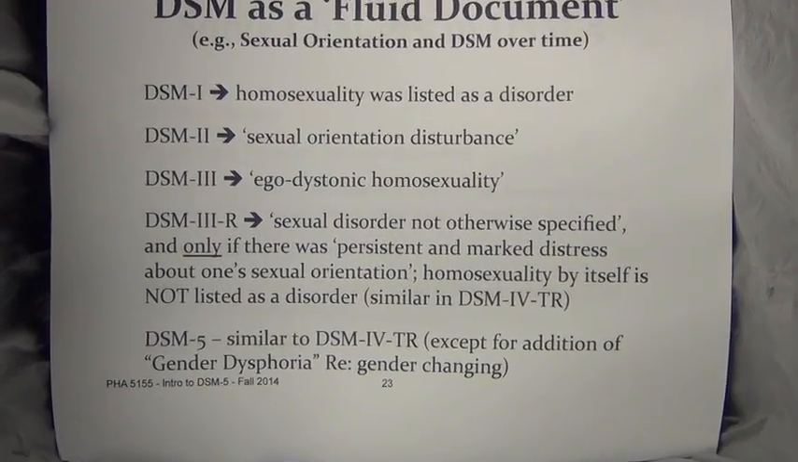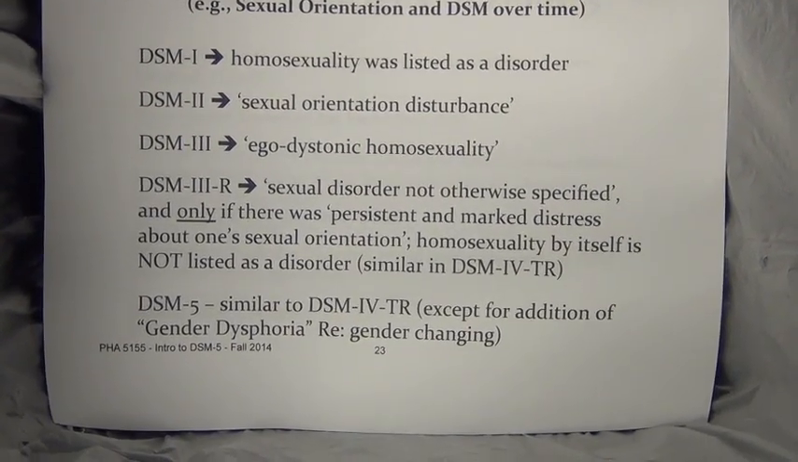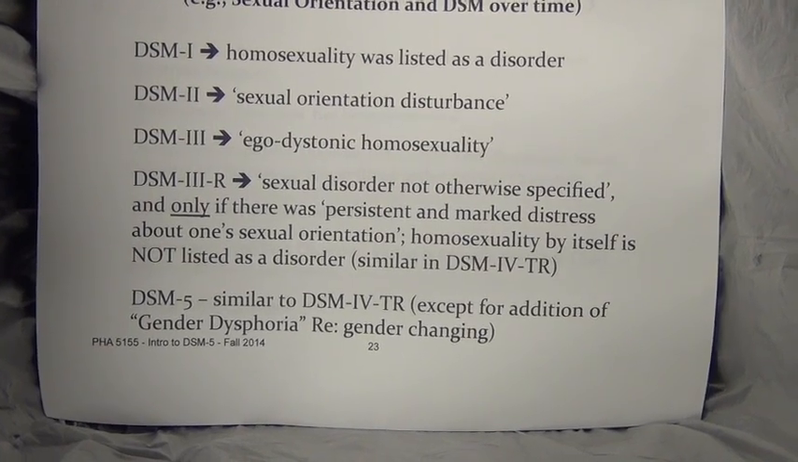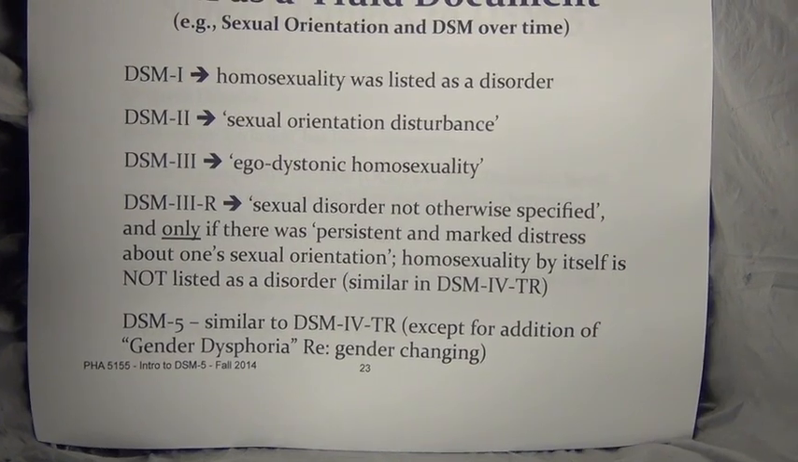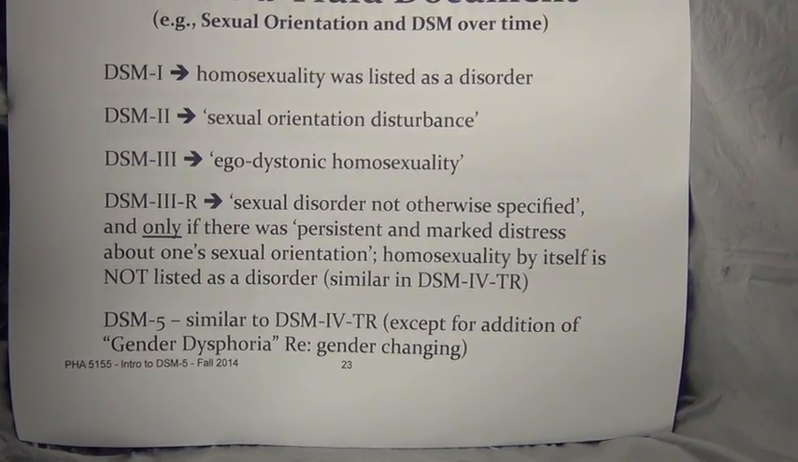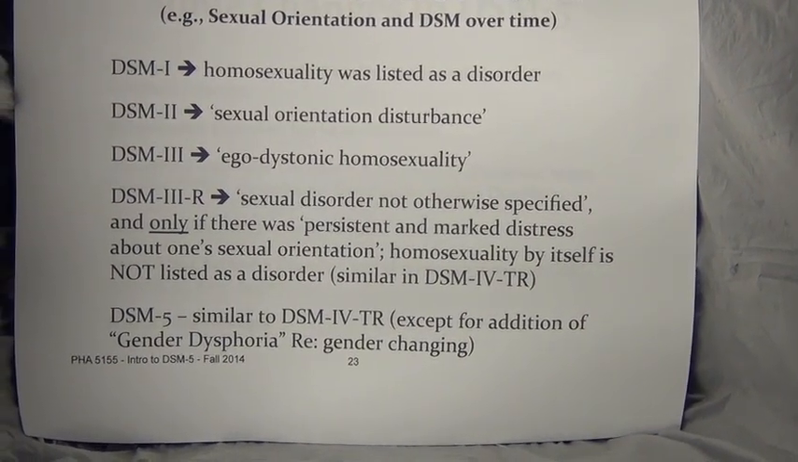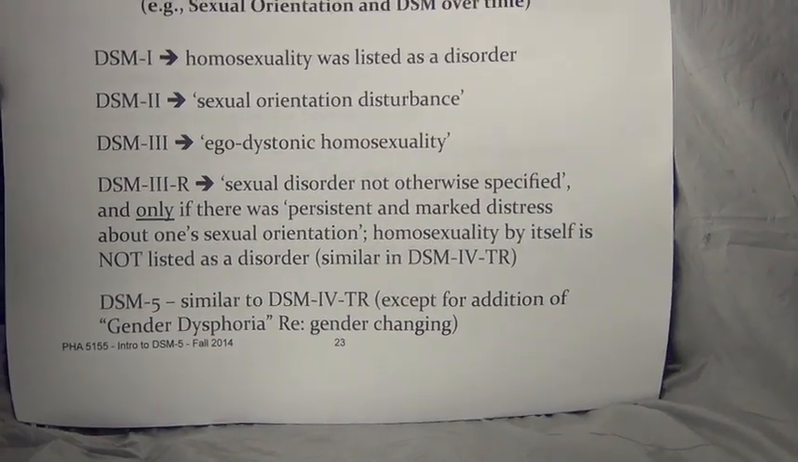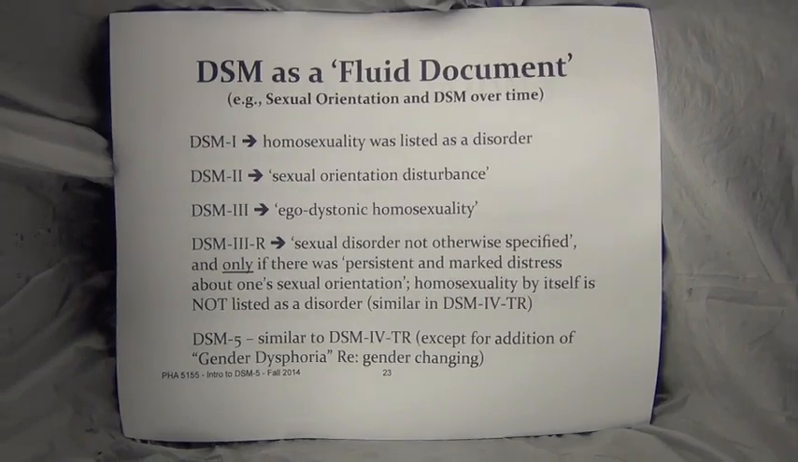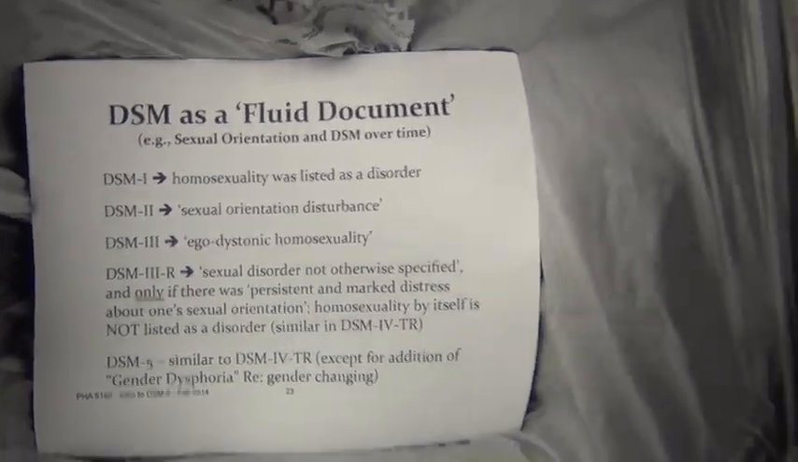Homosexuality by itself was not listed as a disorder per se, and that was continued in DSM-4. And DSM-5 continues in that same vein. There's a thing called gender dysphoria, which basically relates to patients struggling because of gender changes. But the issue of homosexuality is no longer directly a part of the DSM.